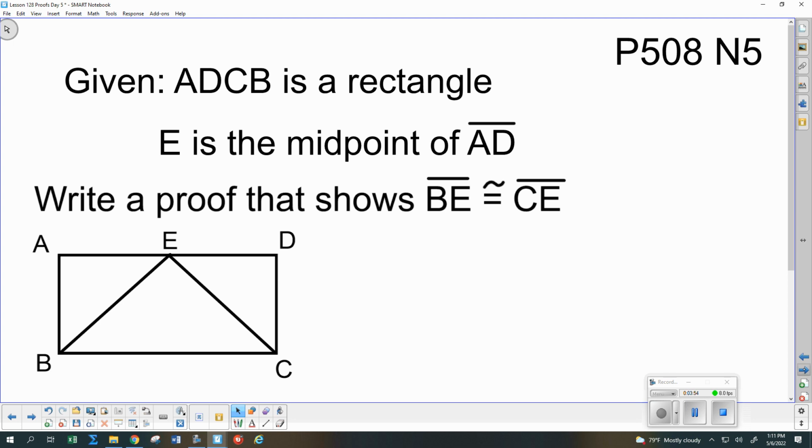This is the last one on the front of this problem set that I am giving you now. So as you get your paper, go down to the bottom one on the front where it says page 508, number 5, copy your picture and draw your T-table so that you can fill in the proof.